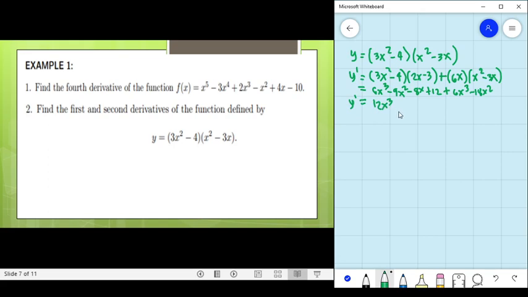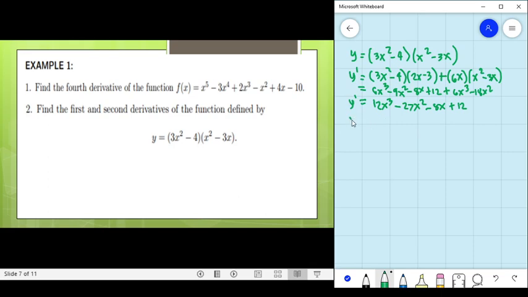Okay, so simplifying, we have now 6x cubed plus 6x cubed is 12x cubed. Then negative 9x squared plus negative 18x squared is negative 27x squared. Then copy down negative 8x plus 12. Okay, so this will be the first derivative.